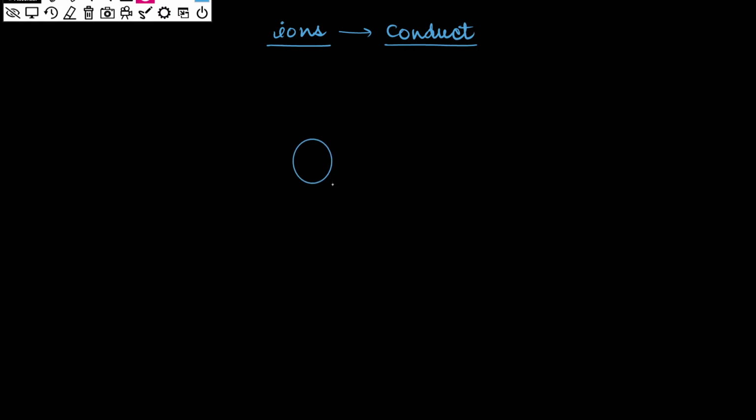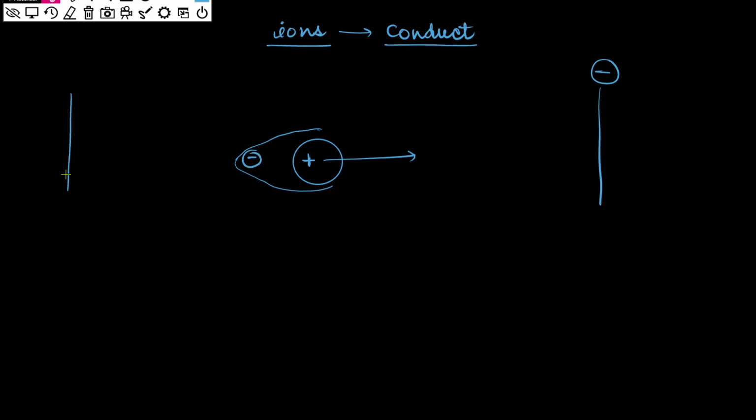Because when this central ion, suppose this is our central ion, a positively charged cation, tends to move forward towards the cathode, this ionic cloud distorts in this way. We already know that this ionic cloud is negatively charged, so it has to move towards the anode. So this has to move this way, but the central ion has to move that way.